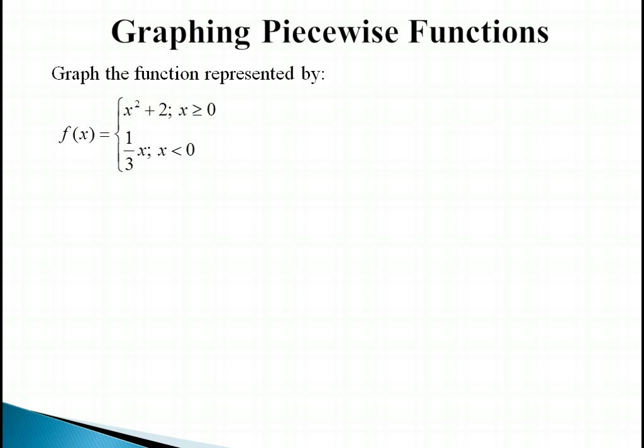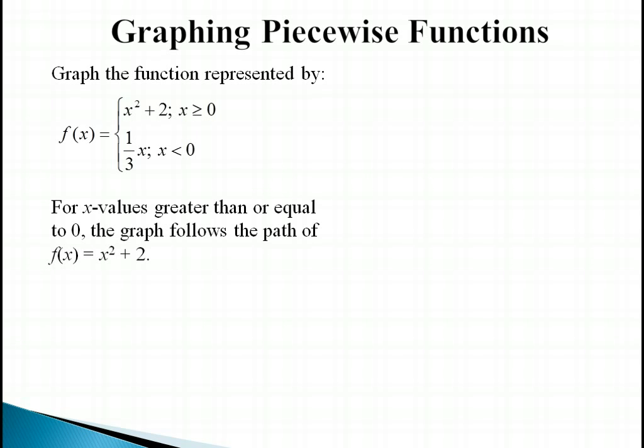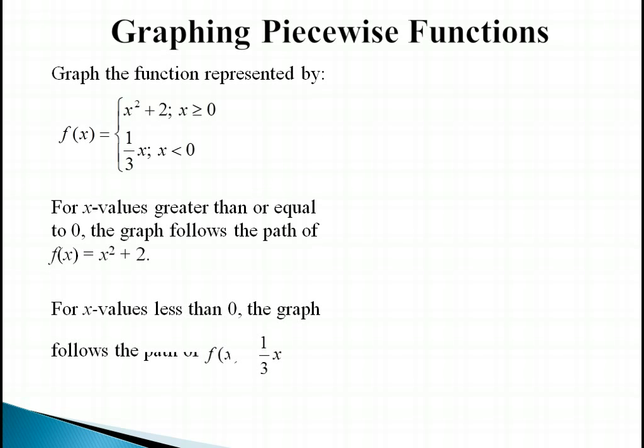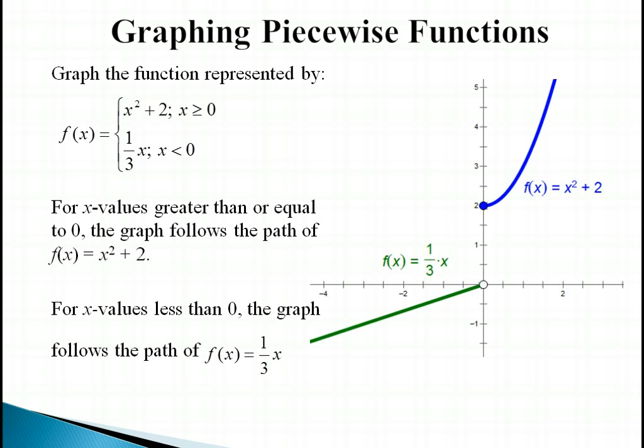So remember that with this particular quadratic, it's a shift up of 2, so we have a vertex normally at 0, 2, but it's only going to graph the right side of the graph. And on the other side, we're going to graph the linear function 1/3 x, slope of 1/3, y-intercept at 0.